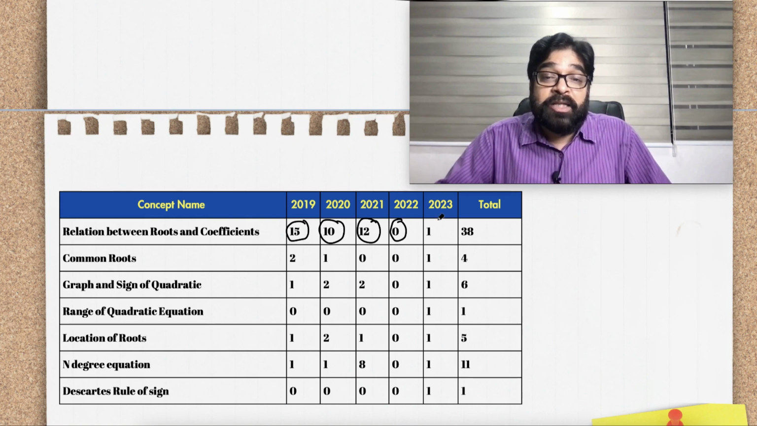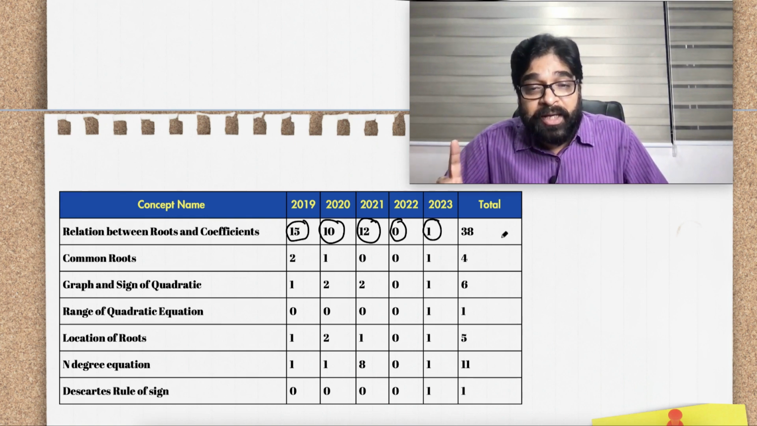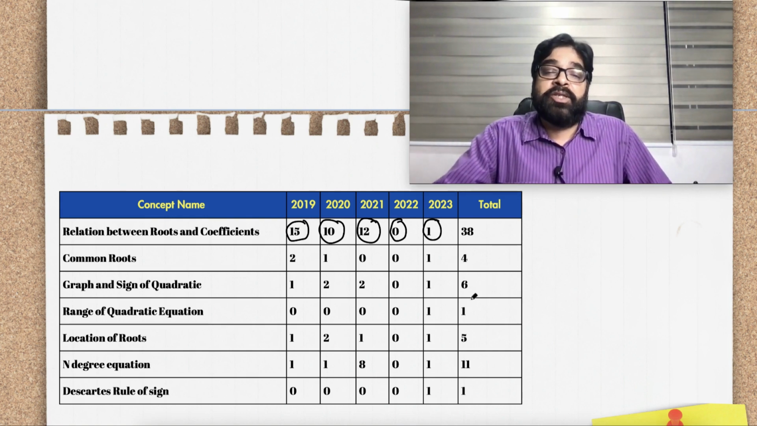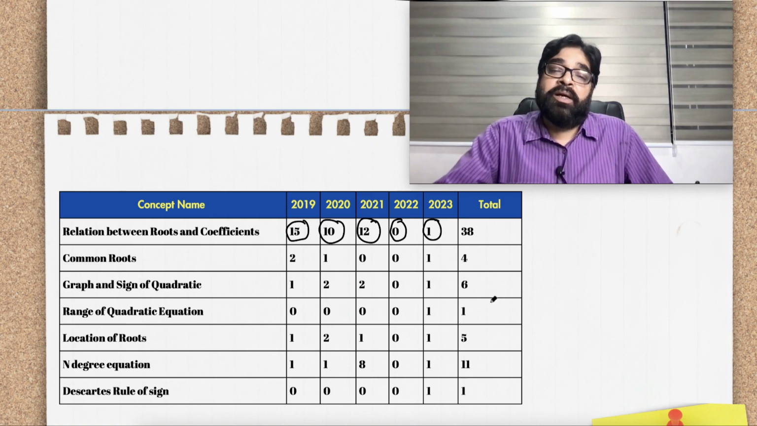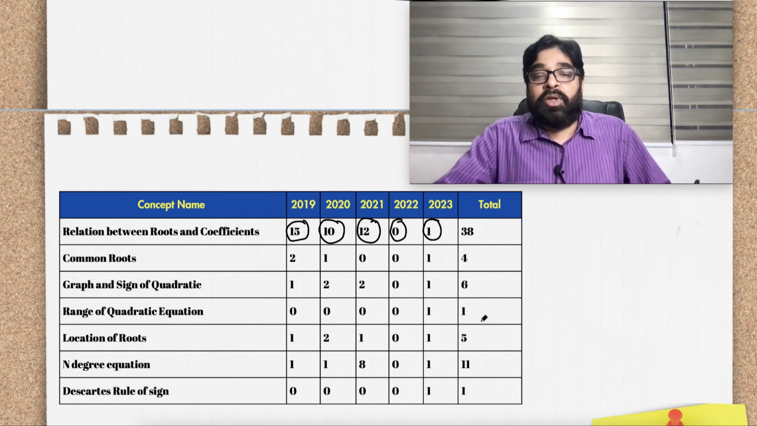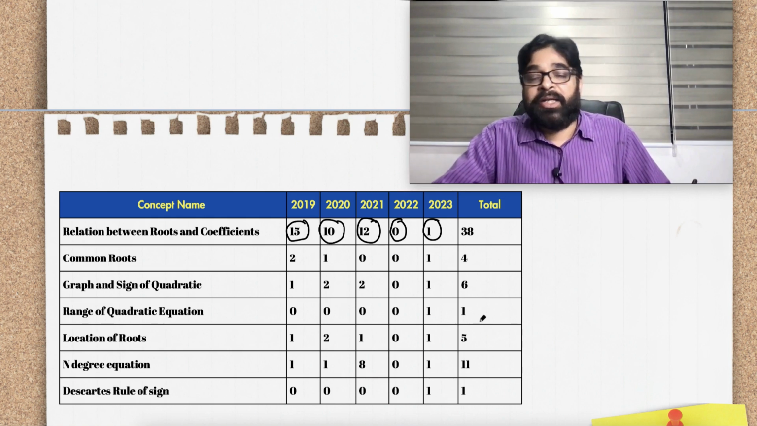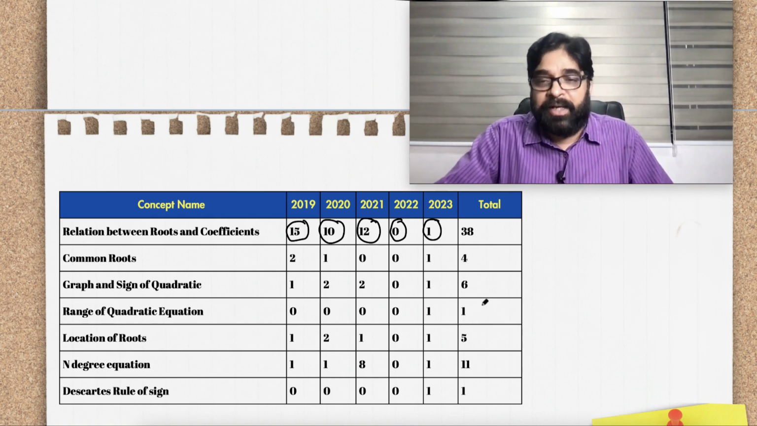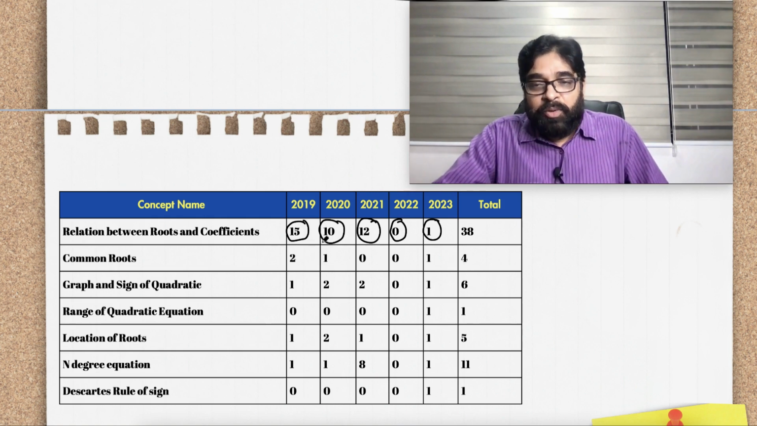2022 nothing was asked, 2023 nothing was asked. So there is a chance that in 2024 a quadratic equation question may come. Again, I am not guessing anything, I am just giving you an idea. So you can see that the relation between roots and coefficients was very important.